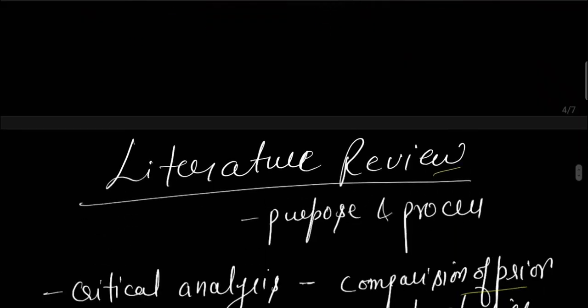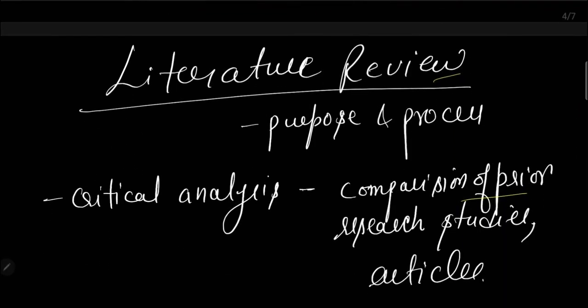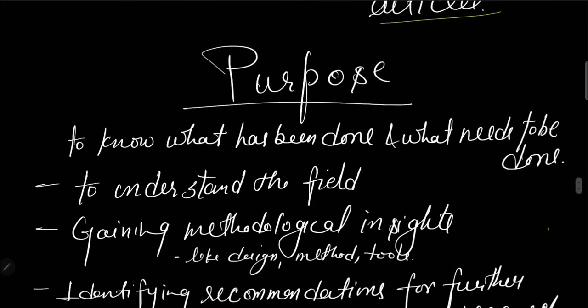Next, we'll move to literature review. Literature review simply means we are reviewing the literature which is already present, either in the handwritten form, printed journals, or on the websites. Okay, online we can say. So literature review is simply a critical analysis, comparison of prior data, meaning the previous data which is presented in research studies or articles. Okay, so what's the purpose of it? Why do we do that?